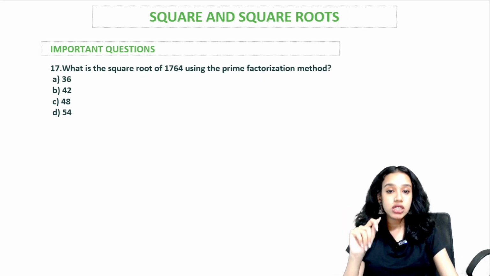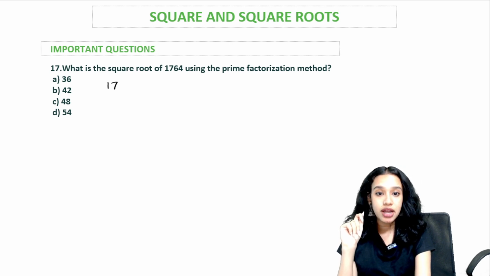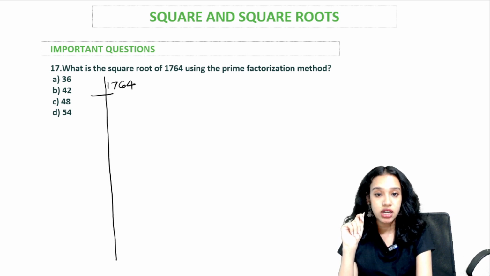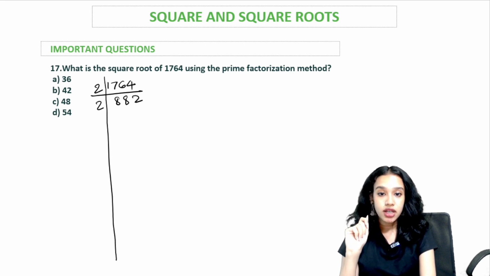Now, what is the square root of 1764 using the prime factorization method? So, we have to use the prime factorization method to find the square root of 1764. It's going to be quite long, so let's do it. We could divide it by 2, we'll get 882. Again by 2, we'll get 441.